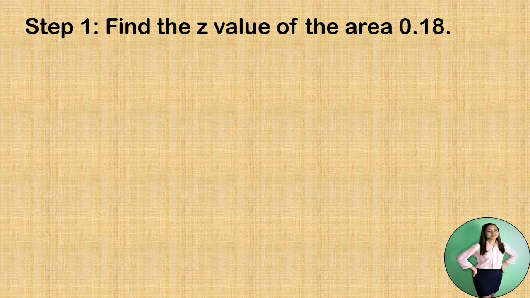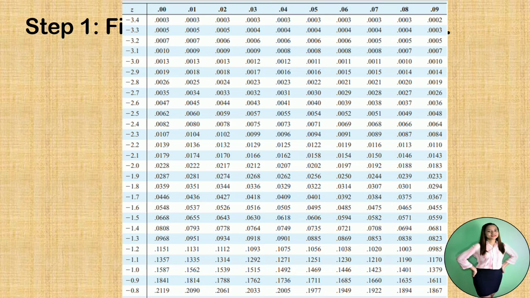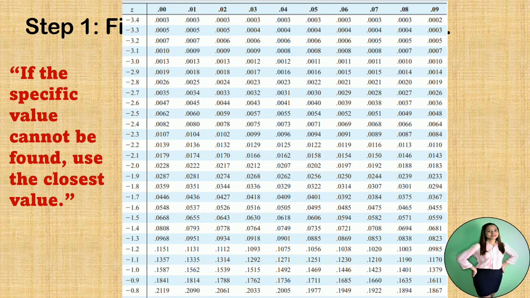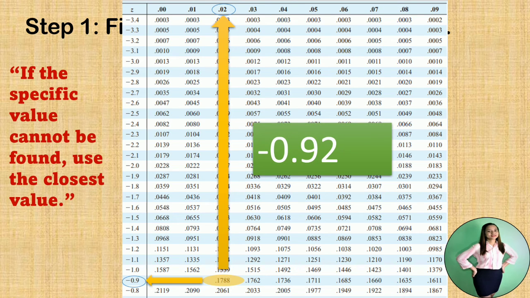To find the missing value, let us first look for the z-value of the area 0.18 on the table. So I tried searching for 0.18 or 0.1800 in the table, but I cannot find it. And based on what I have learned, if the specific value cannot be found, we should use the closest value. And the closest value to 0.18 on the table is 0.1788. So we are going to use it. Then we will find its z value. So column first, which is negative 0.9, and then row, which is 0.02. Then we're just going to add them, which is equal to negative 0.92.